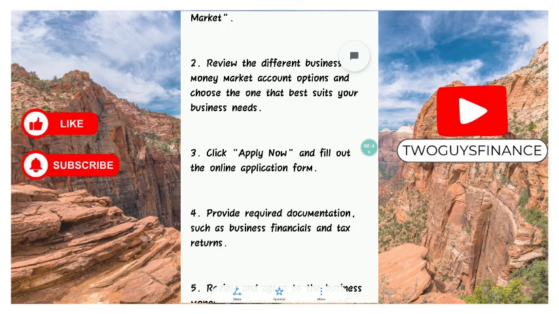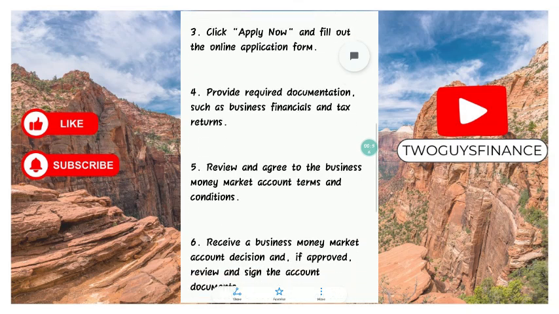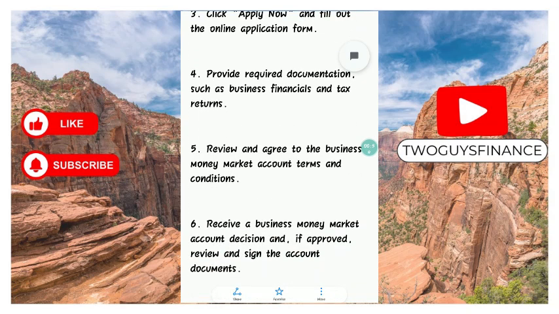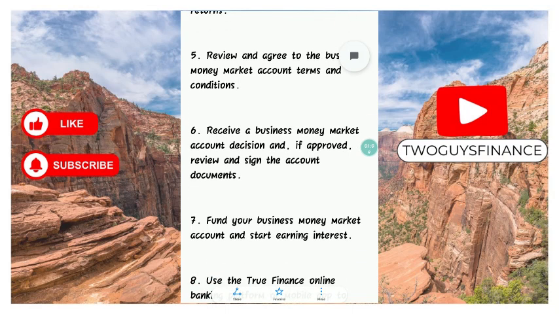Now with that form, you're going to need to provide the required documentation, such as business financial documentations and tax returns documents. Once you've provided those, you want to review and agree to the business money market account terms and conditions. And once that's been agreed to, you're going to receive a business money market account decision, and if it's approved, you need to review and sign the account documents. Once that's done, just fund your business money market account and you can start earning interest.